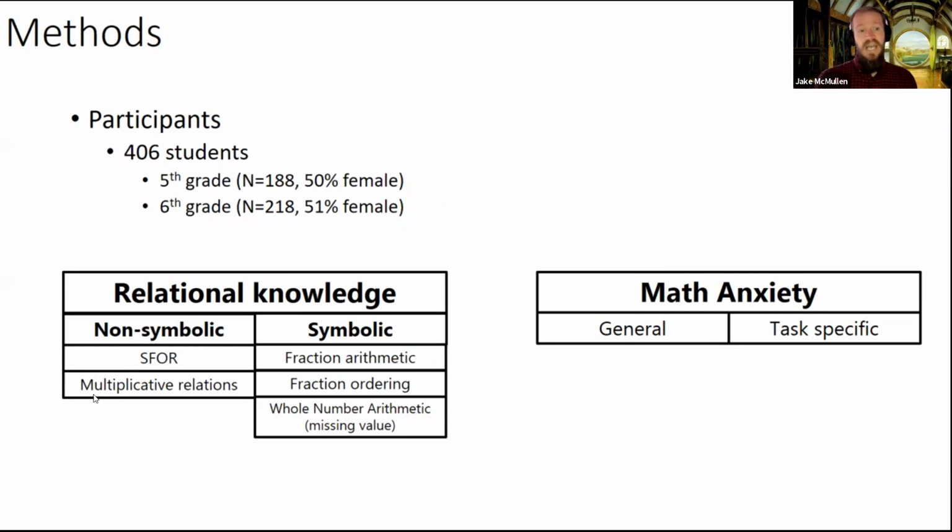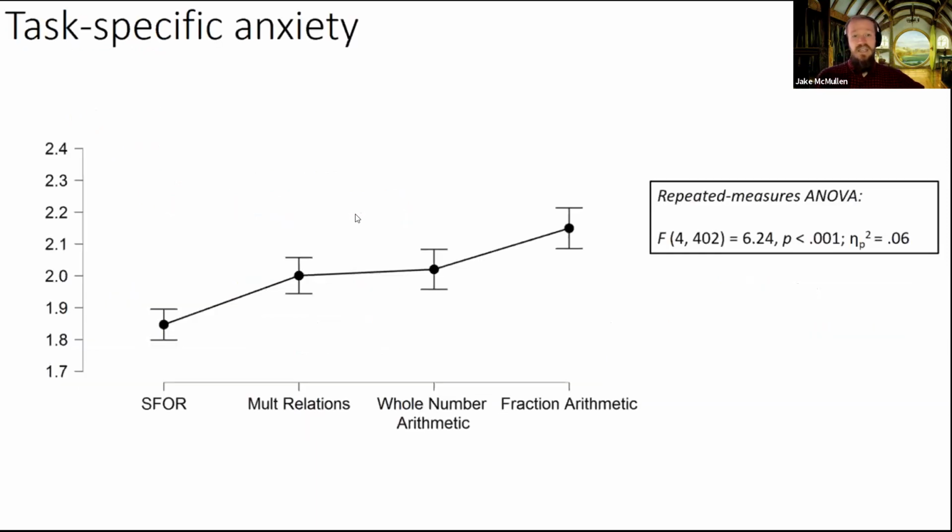After they did the 4 task, the multiplicative relations task, fraction arithmetic, and whole number arithmetic, we asked them to explicitly say how much that previous task caused them anxiety. So it was task specific. What we found with this task-specific anxiety was that there were obviously differences in the tasks. With the non-mathematically explicit task, where there wasn't necessarily mathematics embedded, some may notice it, some didn't, there was lower anxiety for the students. The non-symbolic multiplicative relations and the whole number arithmetic had similar values, but were higher than 4. And then the fraction arithmetic had the highest.